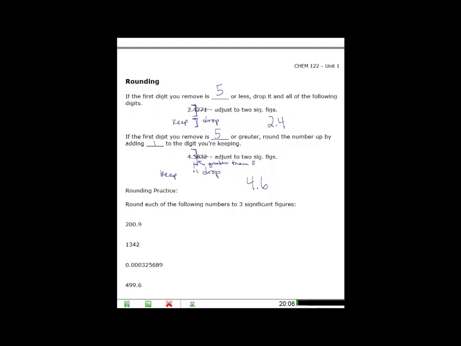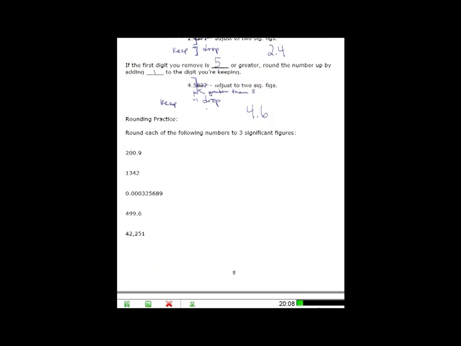So I want you to do some rounding practice. I want you to round each of the following numbers to 3 significant figures. So hit pause and round. Okay, so this first one's pretty straightforward, right? You draw your bracket here, and this 9 adds up, so that's 201. That kind of makes sense.